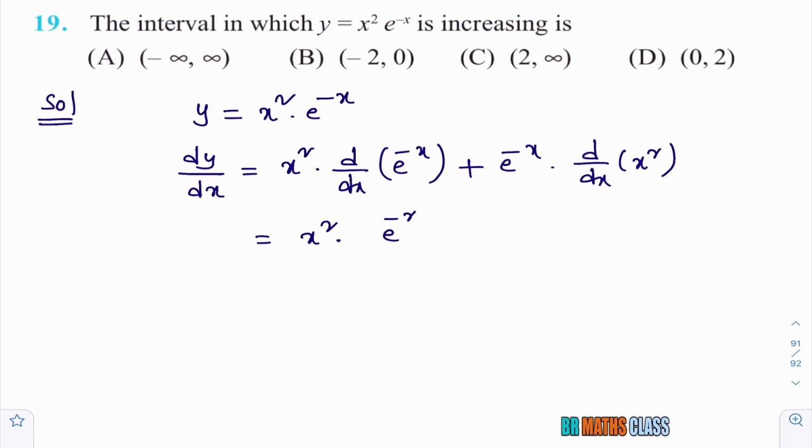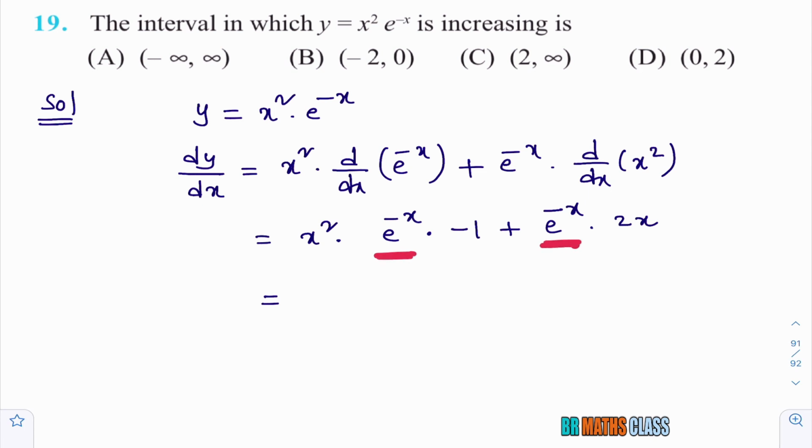So the derivative of e power minus x is e power minus x into the derivative of minus x. The derivative of minus x is minus 1. Chain rule differentiation knowledge is needed. Then e power minus x into the derivative of x square. The derivative of x square is 2x. Okay. You can observe here e power minus x is there, here also e power minus x is there.